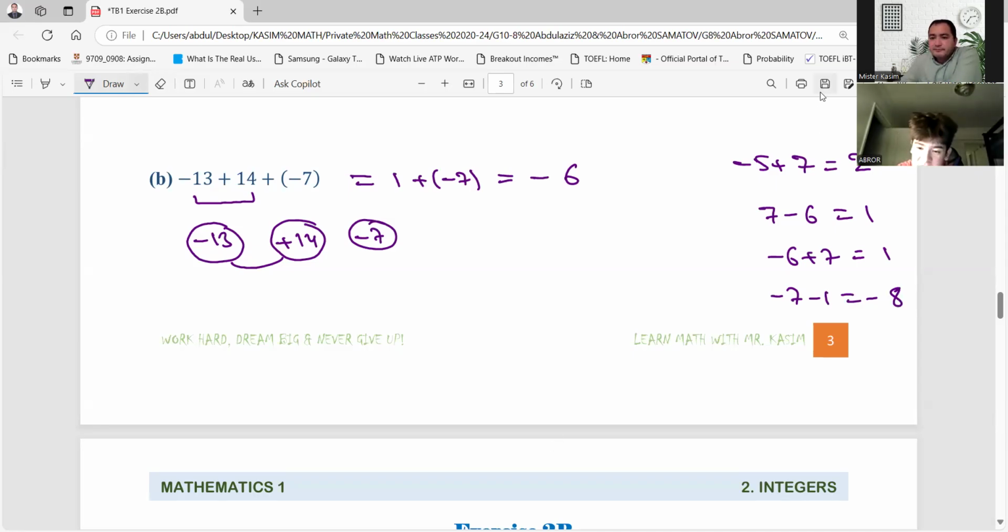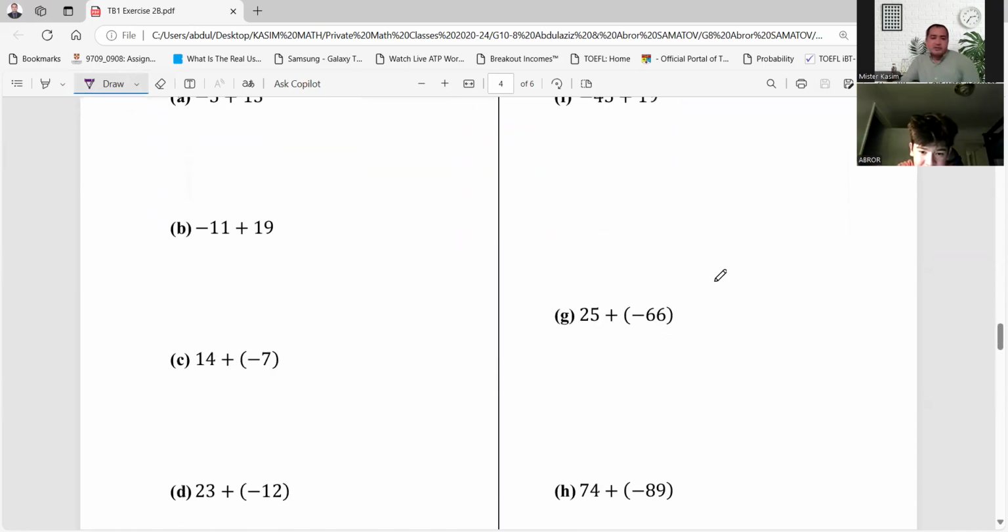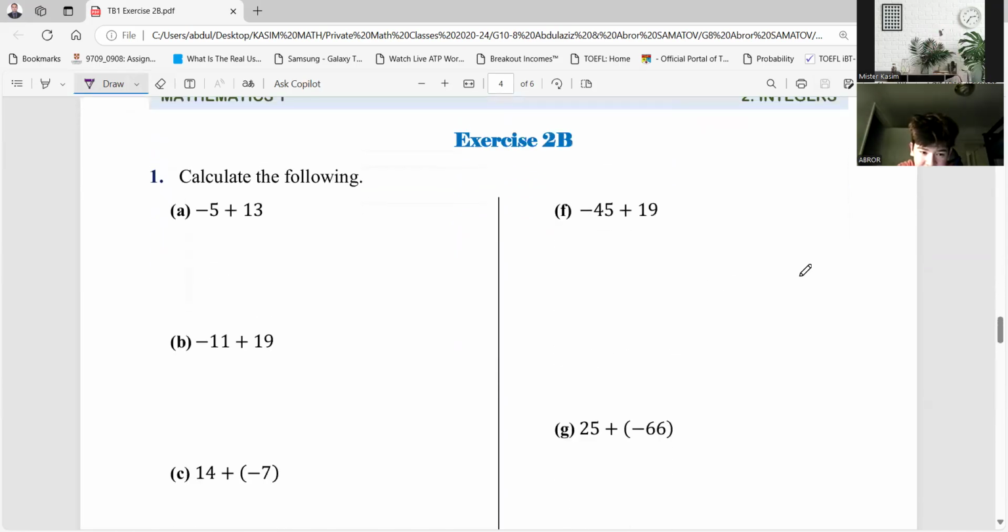Okay, all right. And maybe you are a bit tired. Let's do three more questions and finish the class. Okay, what is -5 plus 13? Signs are opposite. So we subtract, right? The bigger number is 13, so it will be positive. So 13 minus 5 is 8. That's 8.